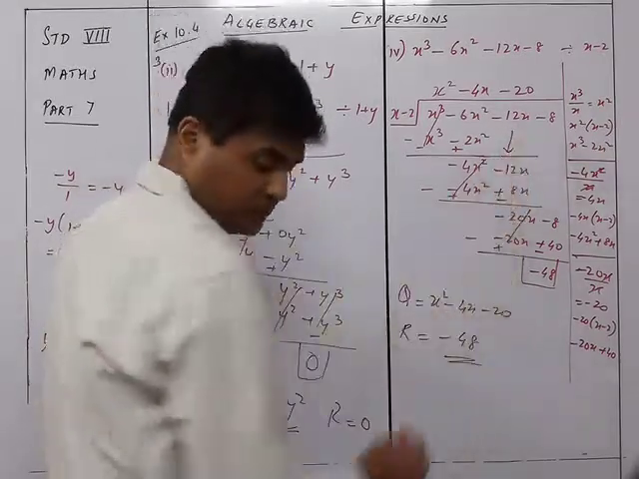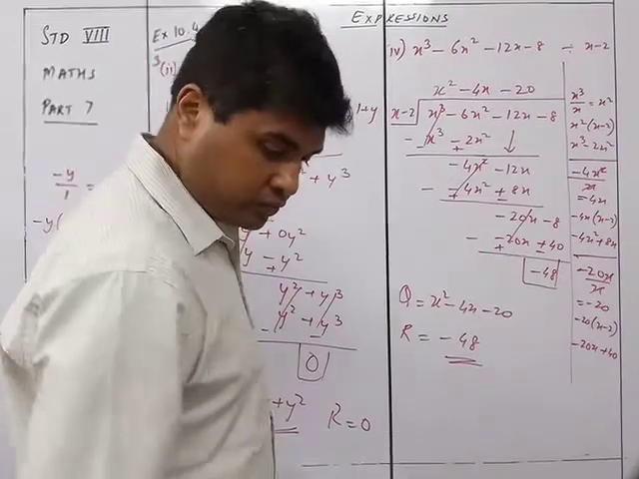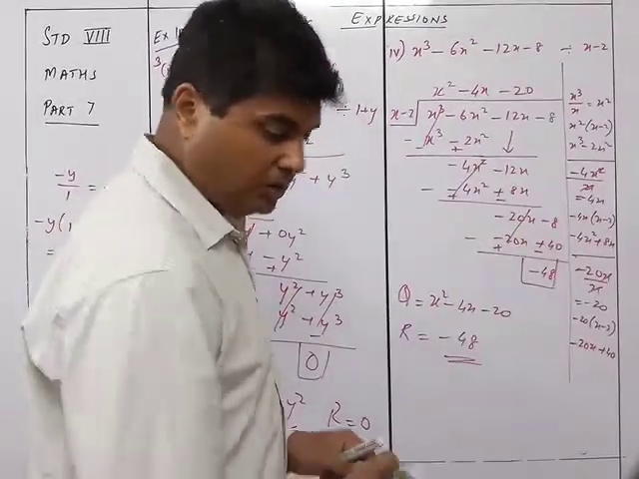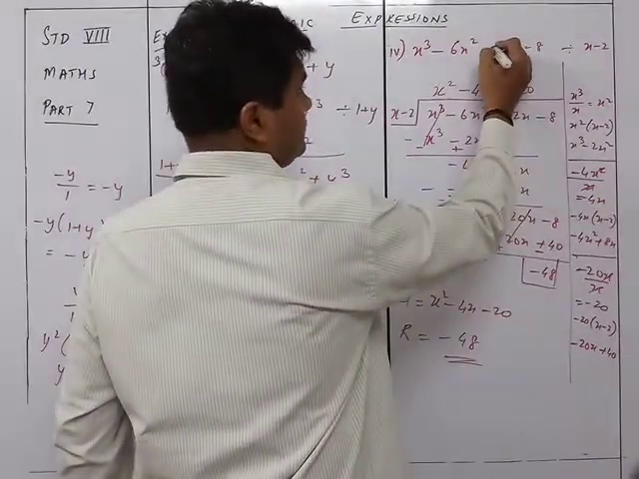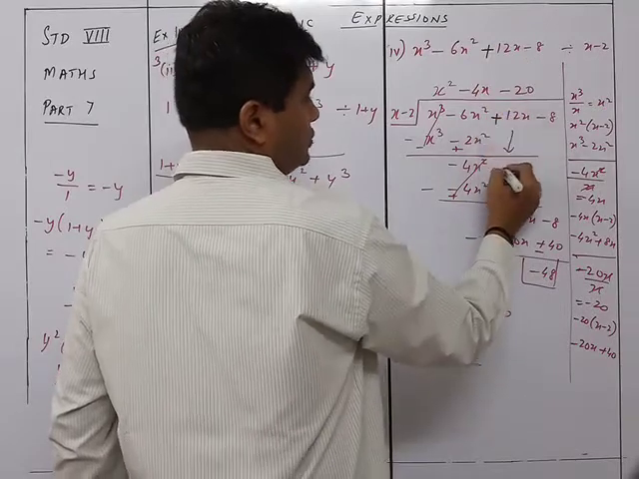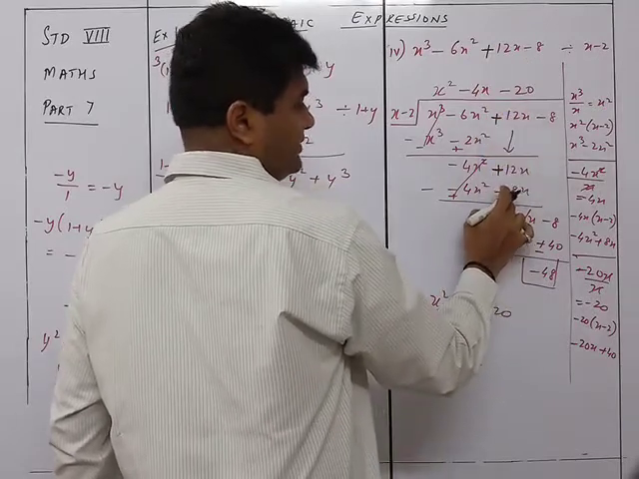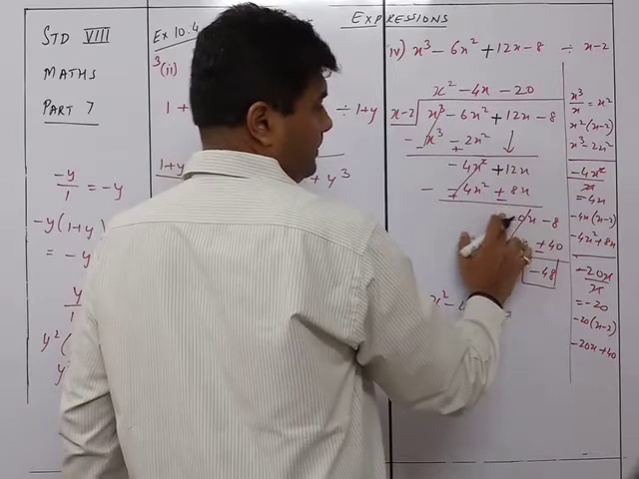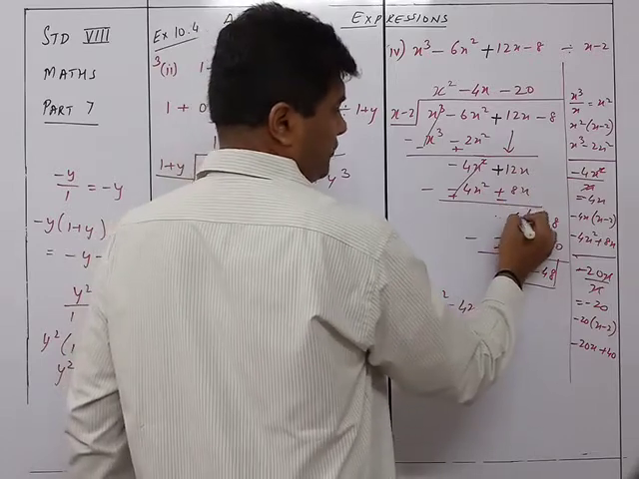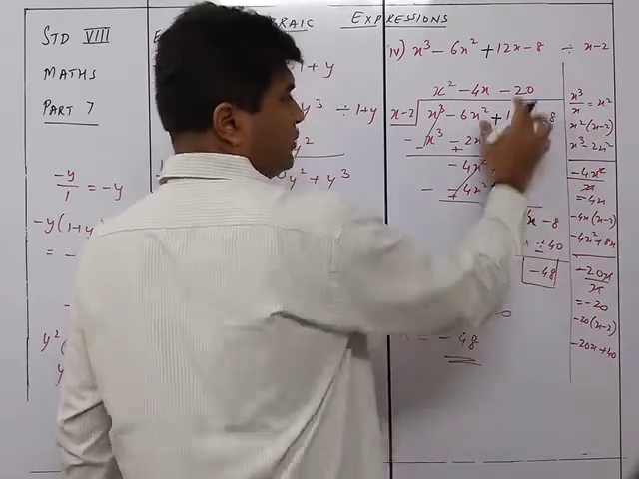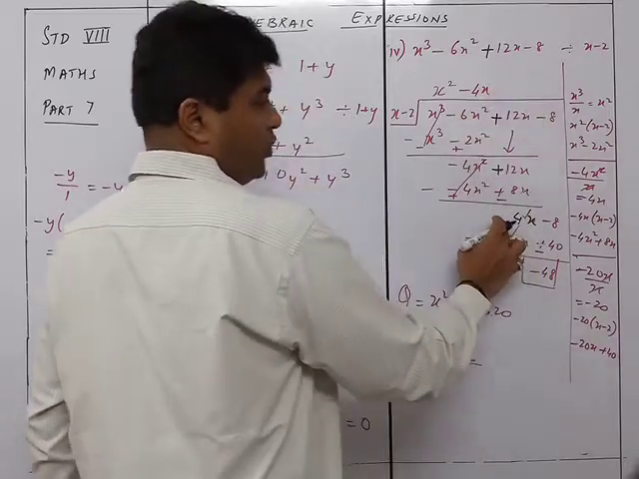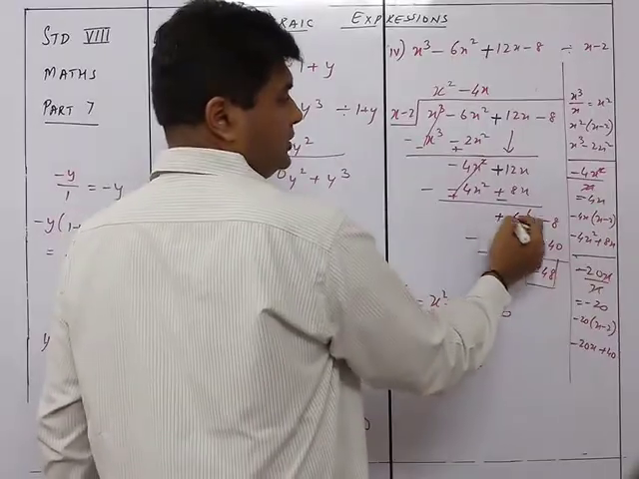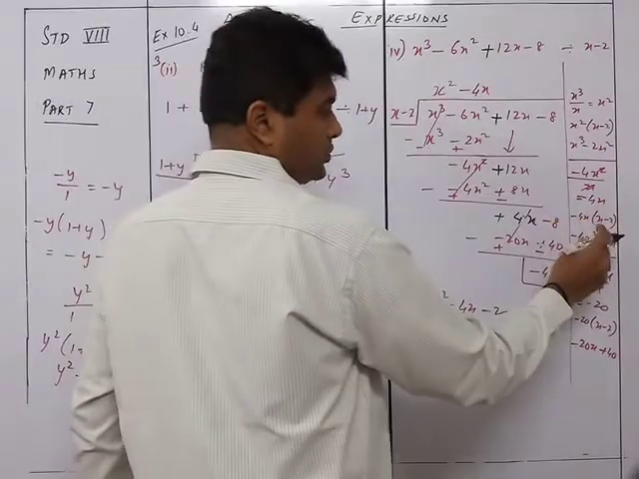Over here is minus 12. Is it correct? Oh, I copied it wrong. There is a plus sign here. So this is plus, so this will be subtraction. So it will be plus 4x. So again this will be 4x. So this is plus 4x.